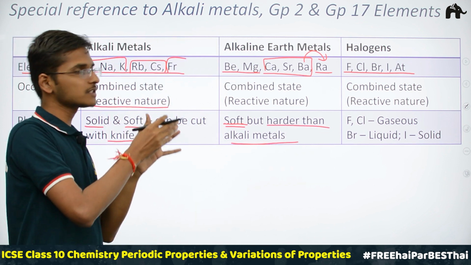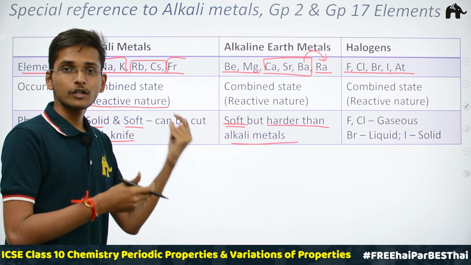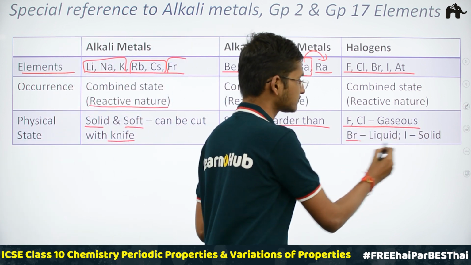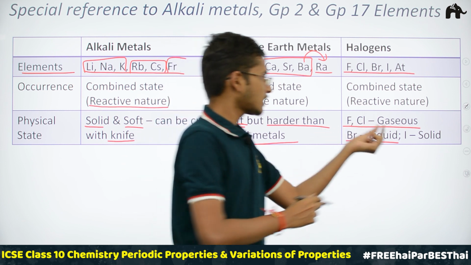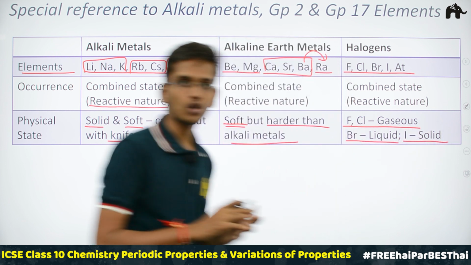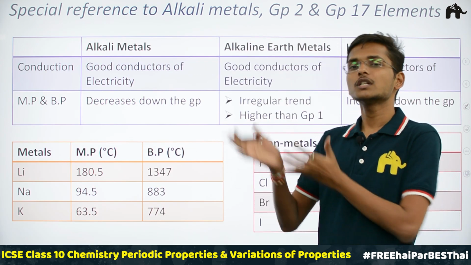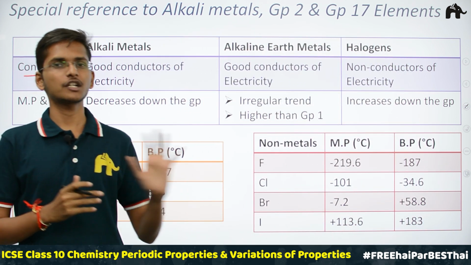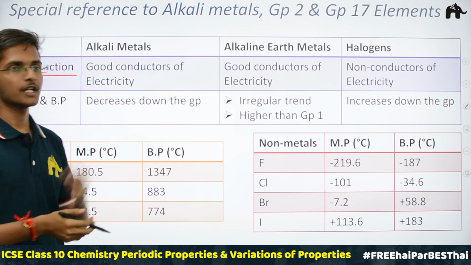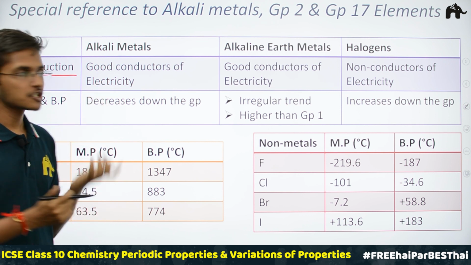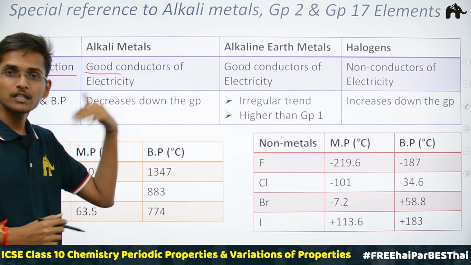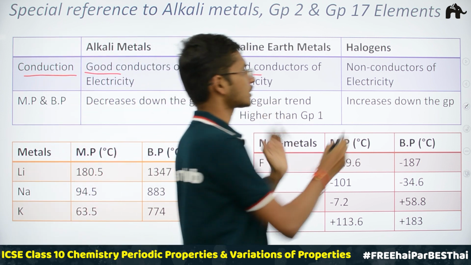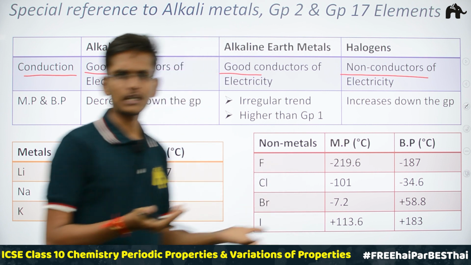And then halogens, we know the physical states of all the halogens. We have already studied fluorine and chlorine exist as gases. Bromine is a liquid, and iodine exists in solid state. Moving ahead to the next property, conduction. How is the conduction of all these elements? Alkali metals are good conductors of electricity. Same, alkaline earth metals are also good conductors of electricity, but halogens are non-conductors of electricity. So they don't conduct electricity.